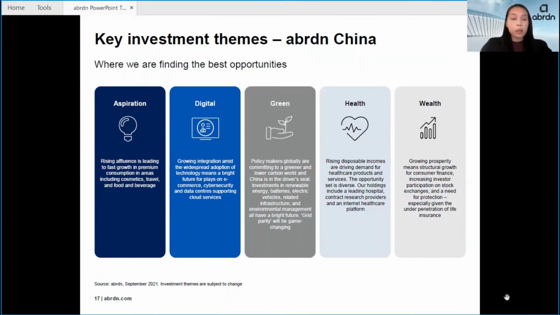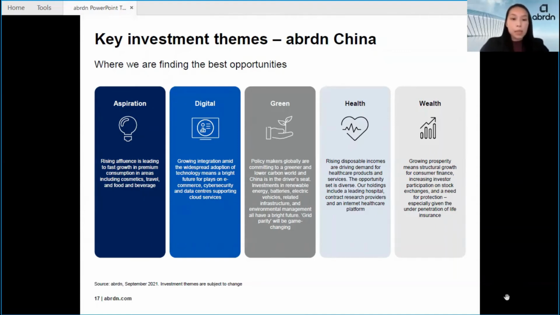So the first one, starting on the left-hand side, is aspiration. We expect consumer names to fare well as China strives for a self-sufficient economic model. We believe in the story of premiumization. We believe that urbanization is a continuous trend in China, and that with a rising middle-class wealth, this will drive demand for premium goods and services in the long run. So one of our top holdings is China Tourism Duty Free, the largest duty-free retailer in China. This is one of our core holdings in the space to capitalize on middle-class growth.